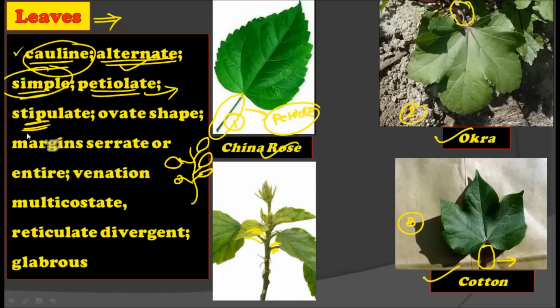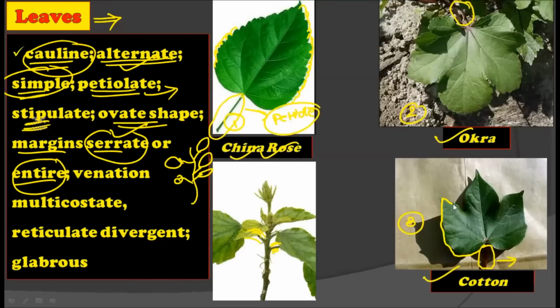Then leaves are also said to be stipulate. That is, they have stipules, which we discussed in the last slide. Then they have an ovate shape. You can observe a roughly ovate shape in all the leaves. Margins of the leaves may be serrate or entire. When we say serrate margin, it is showing dentation like this. As you can observe in the China rose, the leaf margin shows dentation, and such a dented margin is called a serrate margin. Or sometimes the leaves may show an entire margin like this cotton. It is smooth and without dentation, and that is why it is called the entire margin. All right.